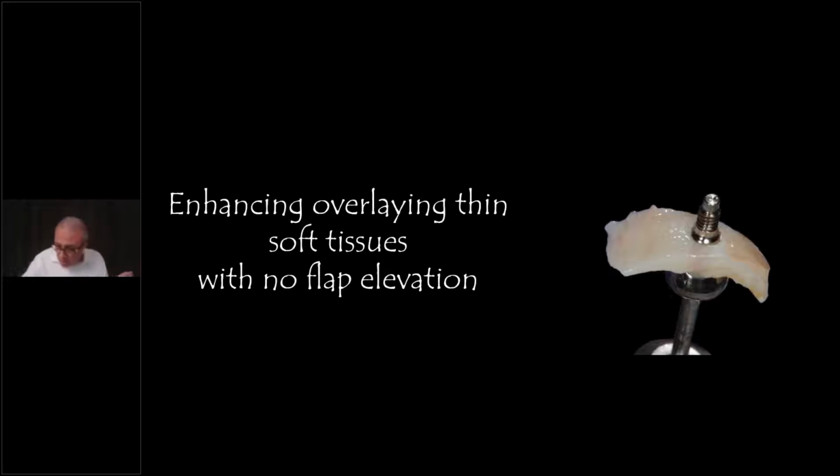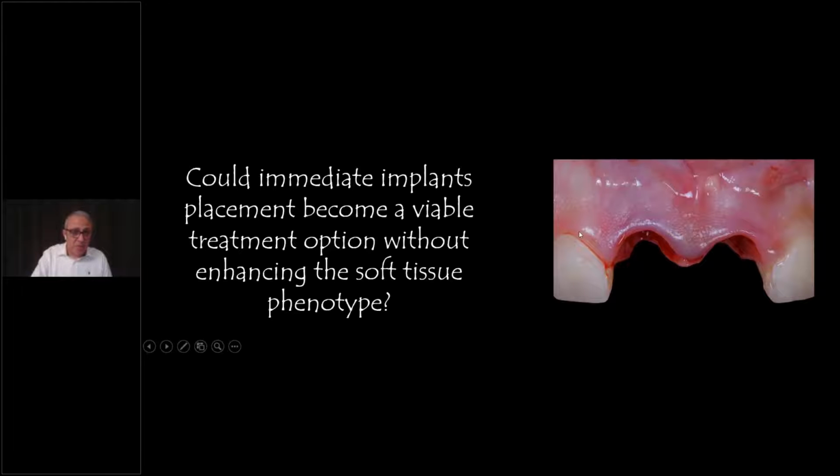One more thing: what about the soft tissue? What about the soft tissue that we have here? If we have thin cases, if we have thin soft tissue of the socket, do we need to do any intervention? Do we need to enhance the soft tissue? Of course, for any procedure that focuses on sockets and immediacy, you should consider using a connective tissue graft in cases like this. Could immediate implant placement become a viable treatment option without enhancing the soft tissue phenotype here?